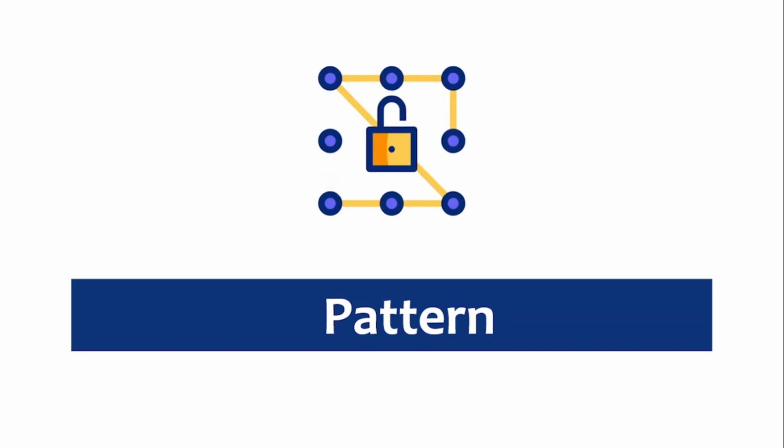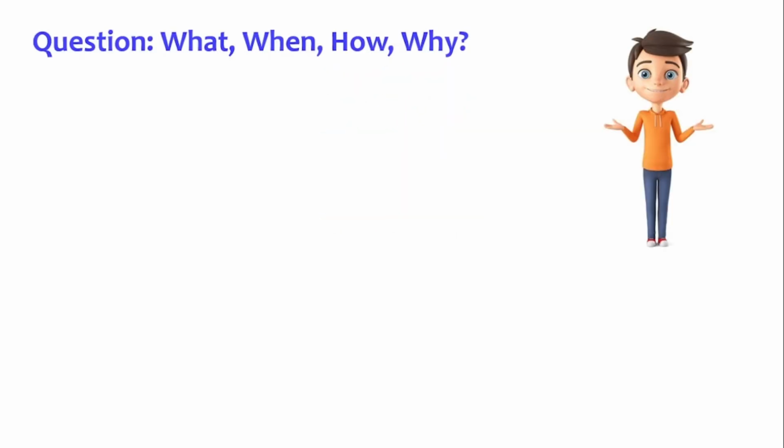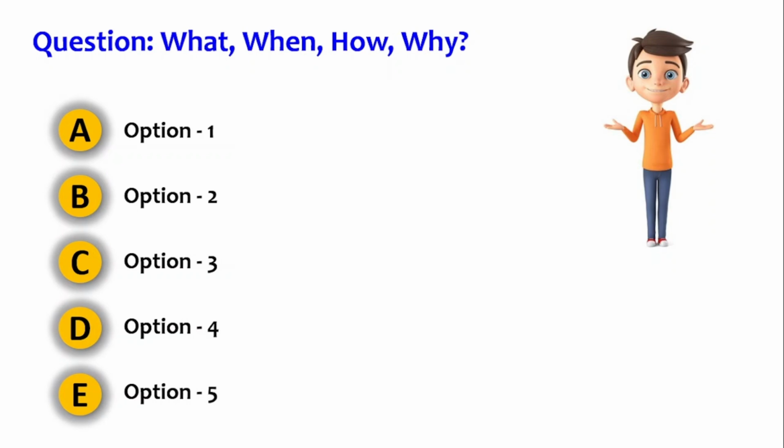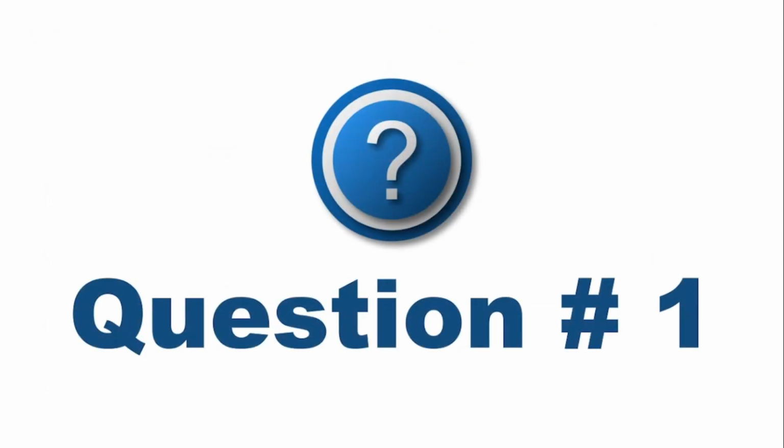So let us understand the pattern of this quiz. The pattern is very simple. We'll have a question and then we'll have some options. And then we'll reveal the answer with the explanation why that answer is correct. So this is the pattern of this particular quiz. So let's get ahead.